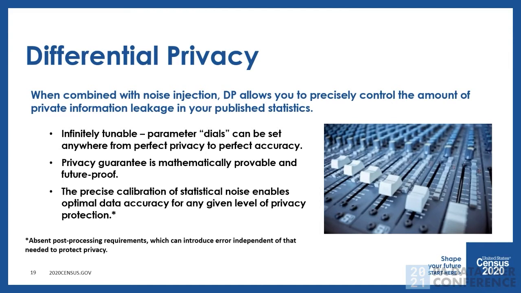These guarantees are future-proof because you're limiting the basic information that's leaking in the process of publishing your statistics, not trying to protect against any particular attack. And lastly, the ability to precisely calibrate these parameters or dials that determine how much statistical noise you're going to be adding into the data you publish allows you to get optimal data accuracy for any given level of privacy protection. It's a more efficient mechanism for protecting privacy than most traditional approaches to disclosure avoidance.